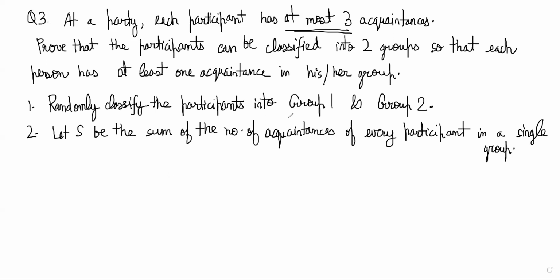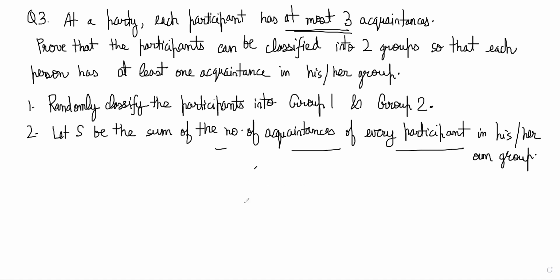So basically for group 1, we will say, not in a single group, actually for the whole group. So we will say, let S be the sum of the number of acquaintances of every participant in his or her own group. So what is the meaning of this?